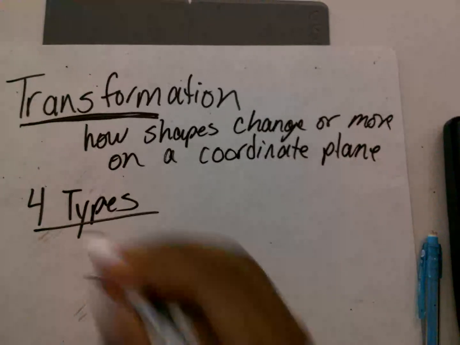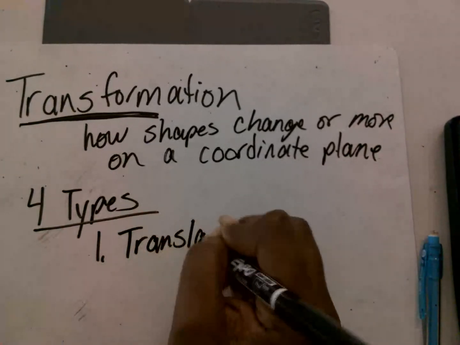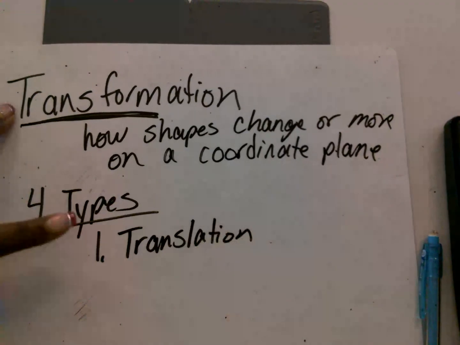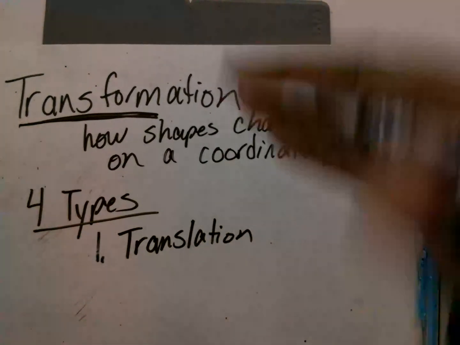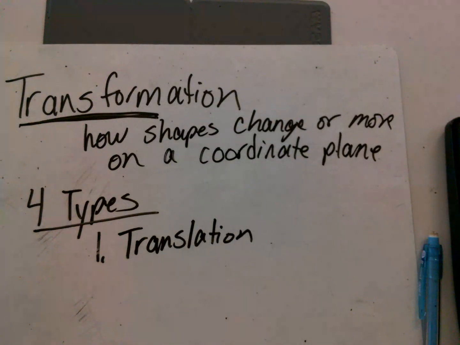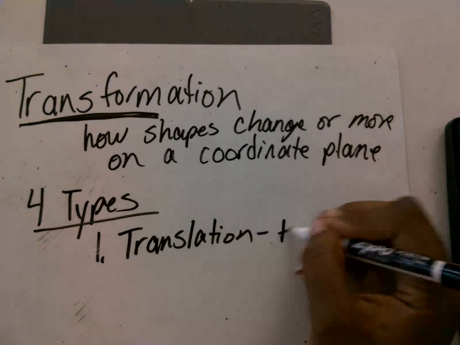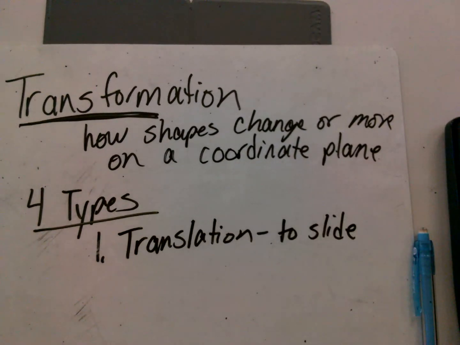The first type that we're going to discuss is translation. People get these confused because they both start with a T. Okay? You see how they both start with a T? But transformation is how objects change. Translation is just to slide an object on a coordinate plane. That's translation. We're going to do that one first.